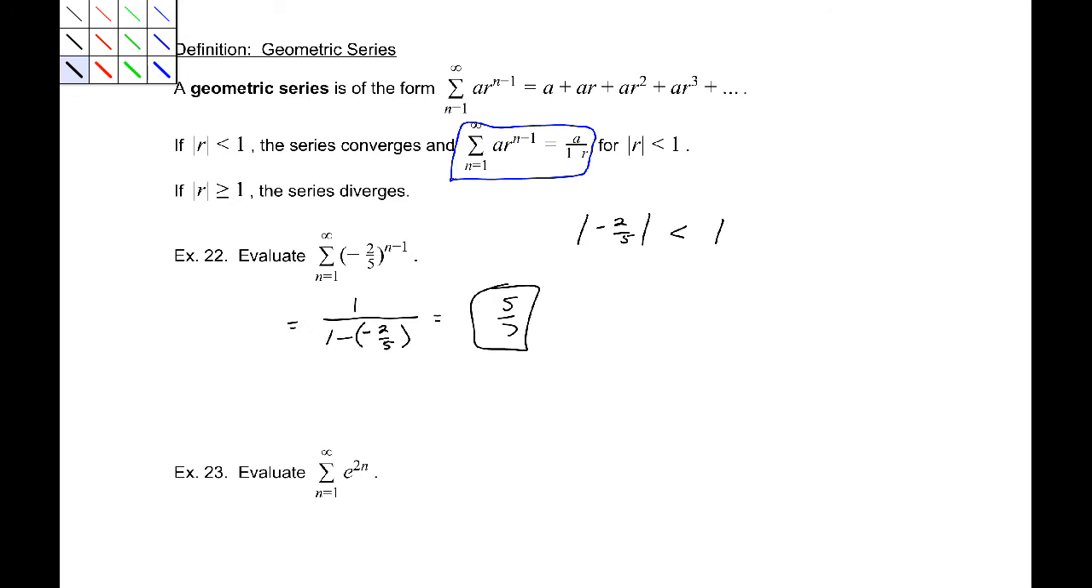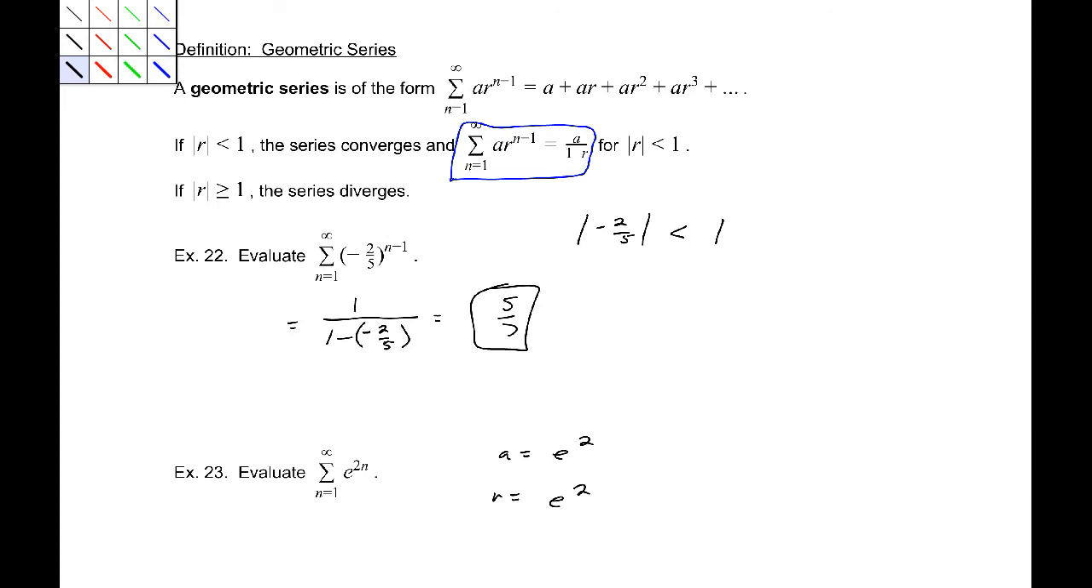Okay, evaluate the sum of e to the 2n. All right, well, in this case, we have a value of 1. If we plug in 1 there, it will not be that. That is deceptive. That is not necessarily our first term. If we plug a 1 in there, we have e squared. So our first term is e squared. Our ratio is also e squared.